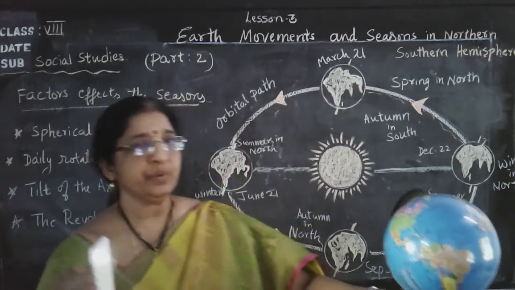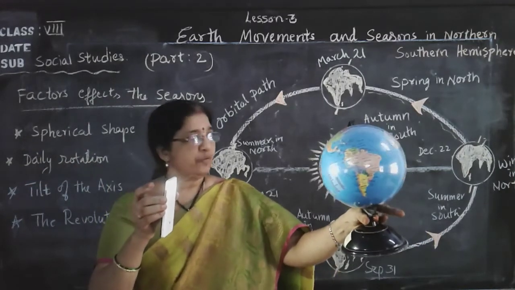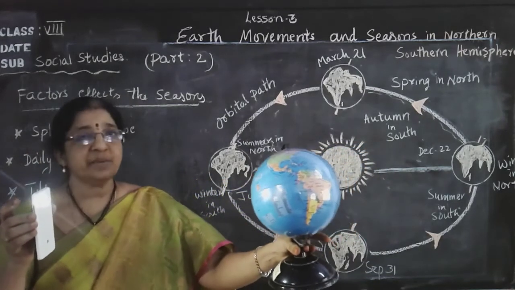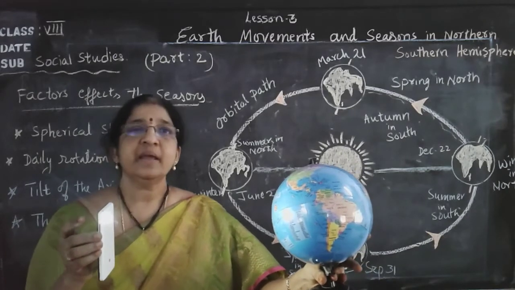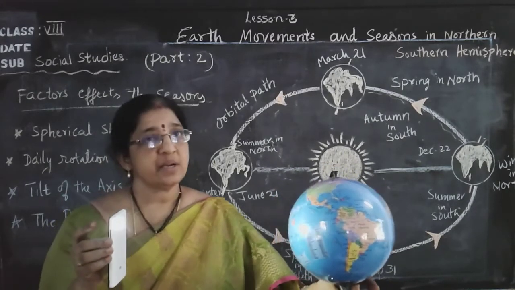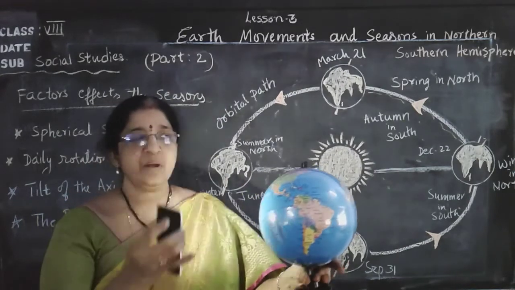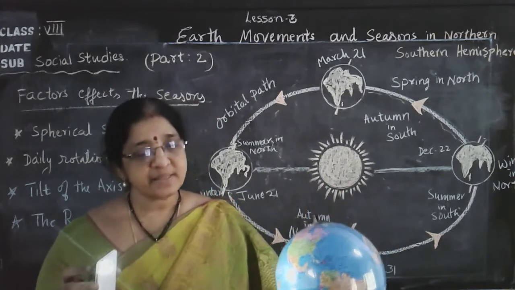I have shown you, if you think this is the sun and the earth is rotating, whichever part is in front of the sun is daytime, and whichever is at the back, the dark shade, is night. The countries on the earth's surface that face the sun have daytime, and behind that it is night time. Isn't it, children? We discussed it like that.